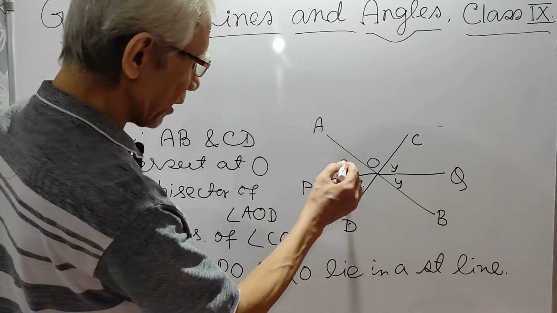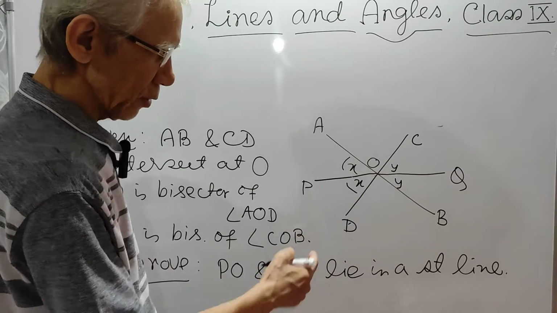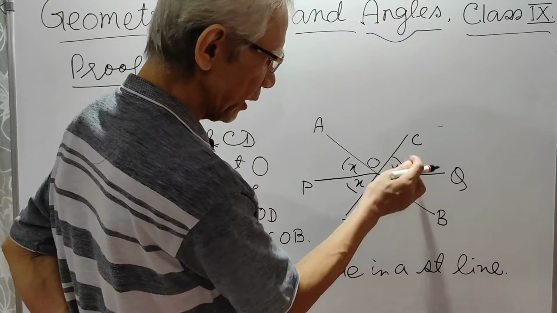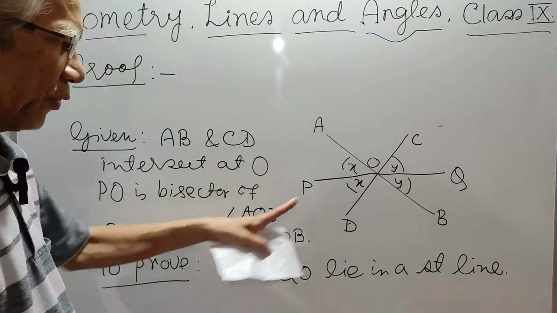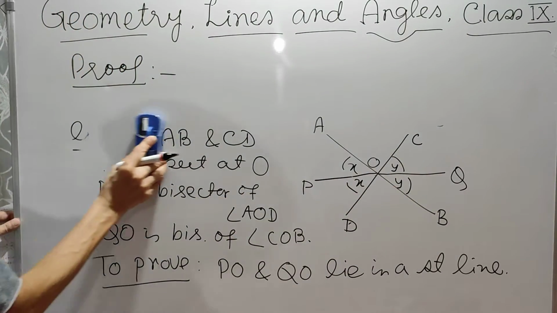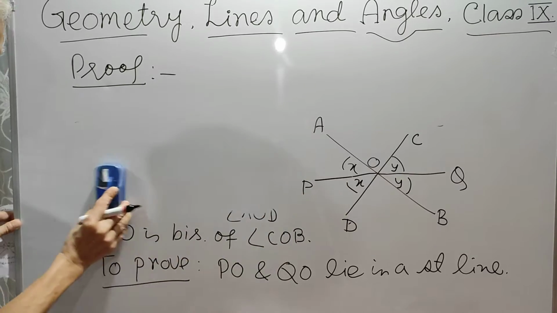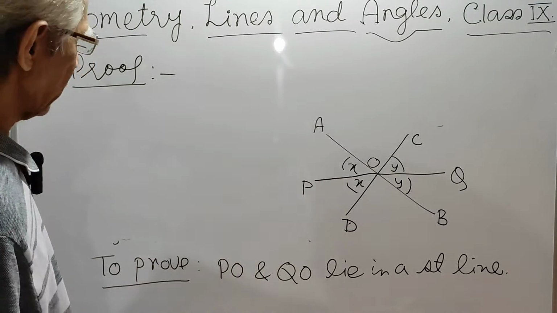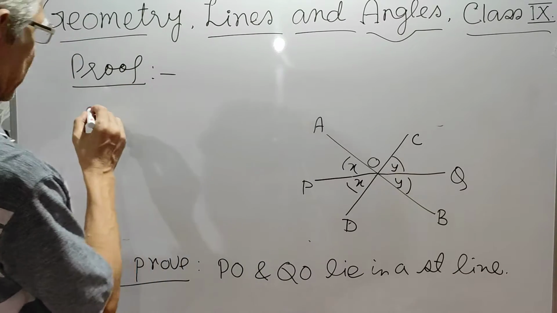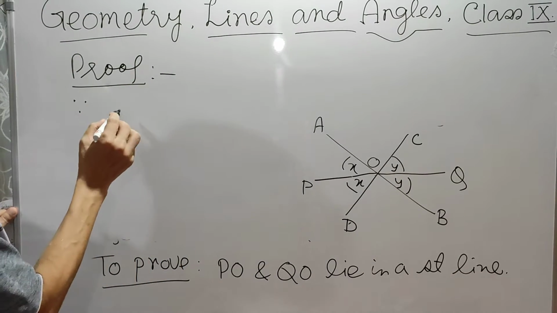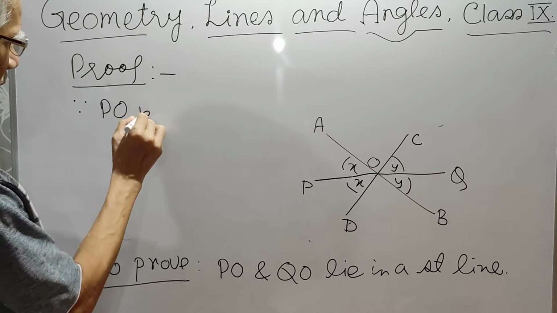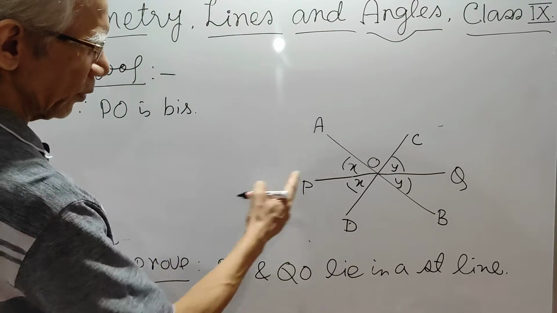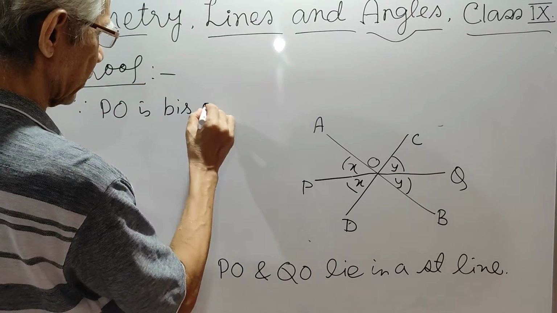So this angle is X. This angle is X. Why are they the same? Because this is the bisector. This angle is Y, this angle is Y. Why? They are bisectors. Now, if you write X and Y like this, then writing becomes easy. To make the writing easy, we use it like that. Okay. So, proof: since PO is the bisector of AOD.